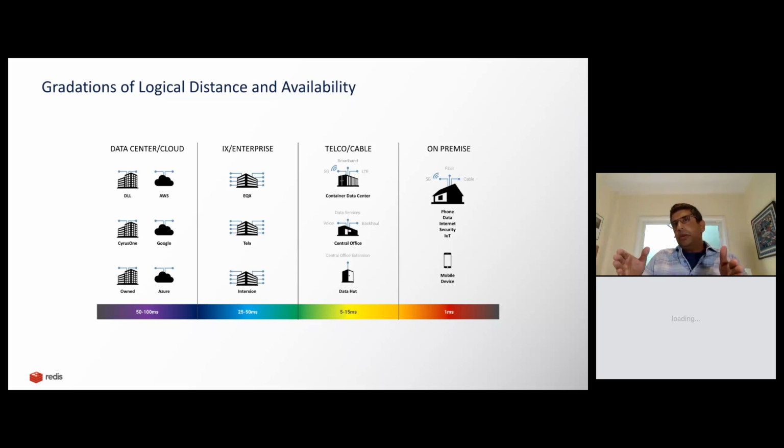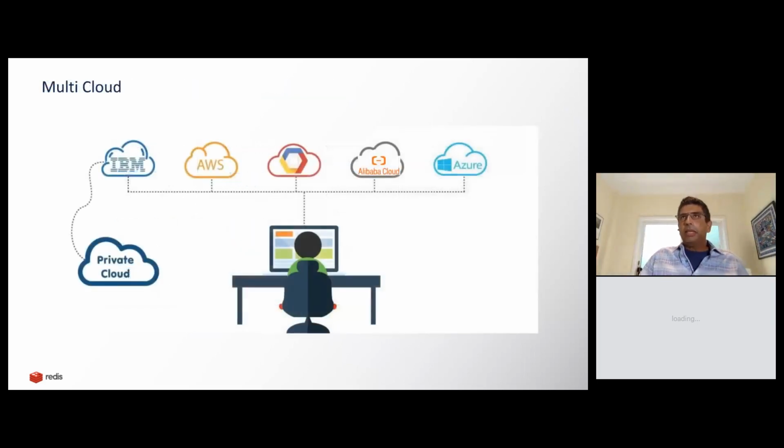So my data left behind from location has these different facets. I want to reduce the distance between where the data is being consumed and where the data lives, and I want to make sure that I'm balancing where I put the data for availability and continuous operation.